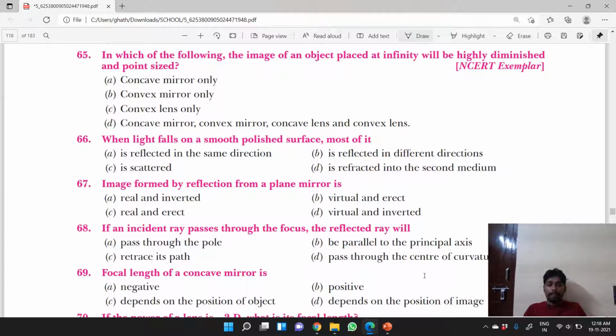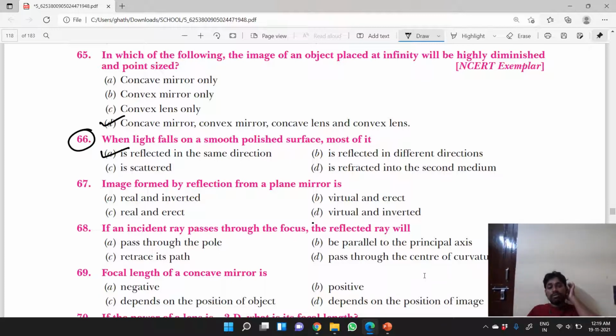65. In which of the following could the image be placed at infinity, highly diminished and point sized? All kinds of mirrors and lenses form highly diminished images when the object is placed at infinite distance. 66. When light falls on a smooth polished surface, most of it is reflected back into the same direction, not scattered in different directions or into the second medium.